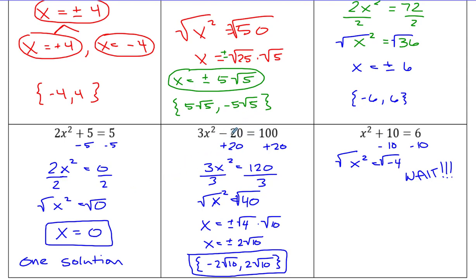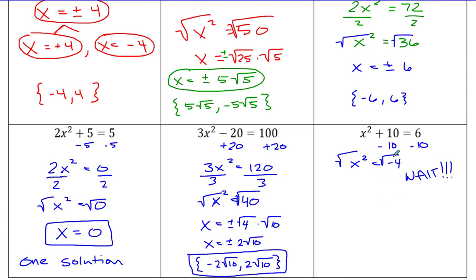All right, our next one here, we got minus 20 that we got to add to both sides. So we get 3x squared equals 120. Divide both sides by 3, we get x squared equals 40. I went ahead and square rooted both sides. Then I get a plus or minus radical 4 times radical 10, right? And then I square root that 4. It gives me a whole number of 2. I did not forget my plus or minus, so I ended up with x is equal to plus or minus 2 radical 10, with my following solutions down here as negative 2 rad 10 and 2 rad 10. All right.